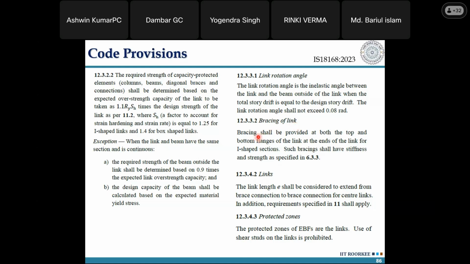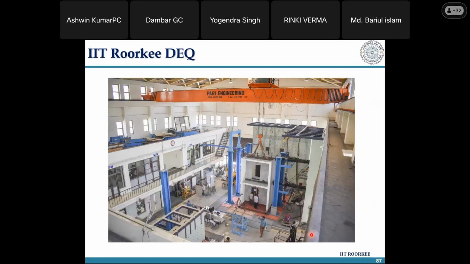In the same way for a link element, bracing shall be provided. Horizontal bracing shall be provided at both the top and bottom flange of the link, at the ends of the link for I-shaped sections. At both ends, it has to be given. And the protected zone for EBF is the links. Use of shear studs on a link is prohibited. You know what the reason is, right? So that brings us to the end of the presentation.